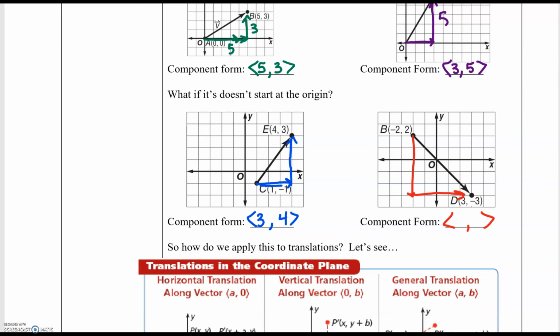Now this one's just a little bit trickier because we're going down 5 and right 5. 1, 2, 3, 4, 5. So this is a positive 5 and this is a negative 5. Your distance horizontally comes first, and then our distance up and down is 5, so negative 5.